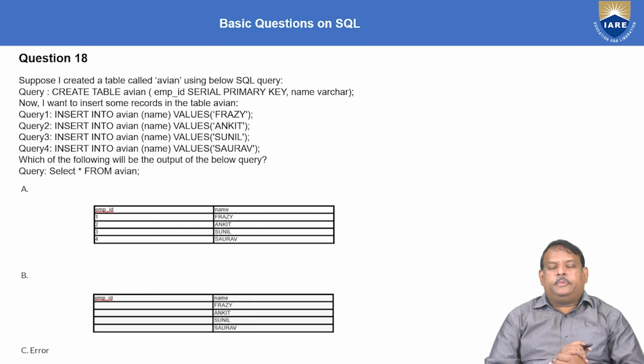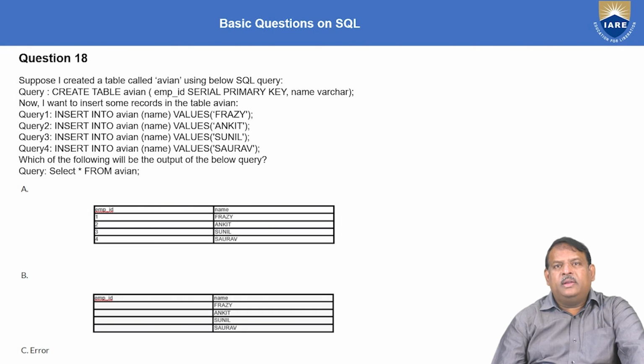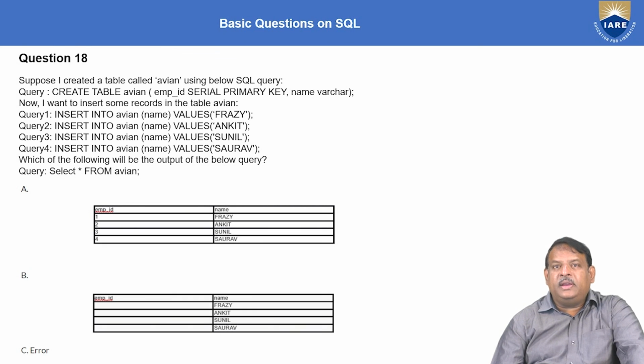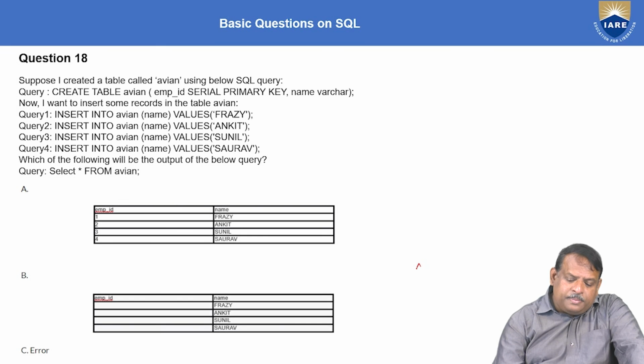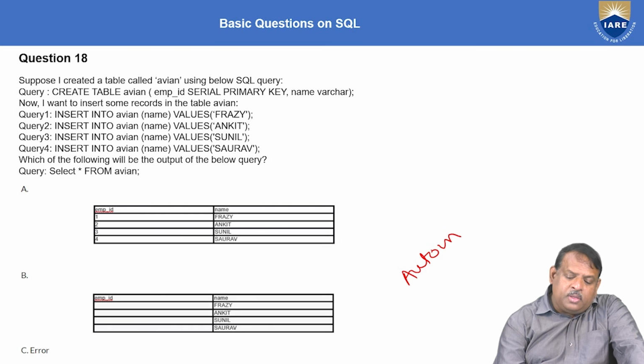Now here, what is the question? He is creating a table by the name ABN with the syntax create table ABN, employee ID serial as a primary key, name is varchar. When I say it is serial, it means something like auto increment. That means you don't need to give the value of that column.